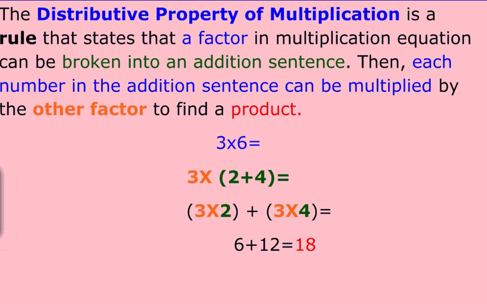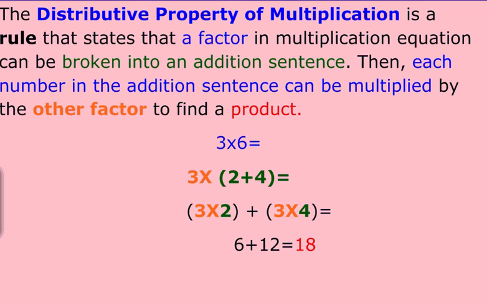In math, the third graders are learning different strategies to help them solve multiplication problems. One of those strategies is to use the distributive property. The distributive property of multiplication is a rule that states that a factor in a multiplication equation can be broken into an addition sentence. Then each number in that addition sentence can be multiplied by the other factor to find a product. So we started with some smaller numbers to help us so that later on we could use the same strategy with bigger numbers to multiply.